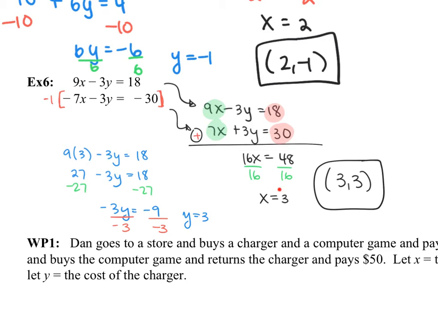Dividing both sides by 16, I got an x coordinate of 3, and I plugged that back into my top equation. 9 times 3 was 27, minus 3y equals 18. Again, to get rid of a positive 27, I had to subtract. 27 minus 27 is 0. The negative in front of the 3y just comes down. 18 minus 27 was negative 9. Then I divide both sides by negative 3 to get a y coordinate of 3.